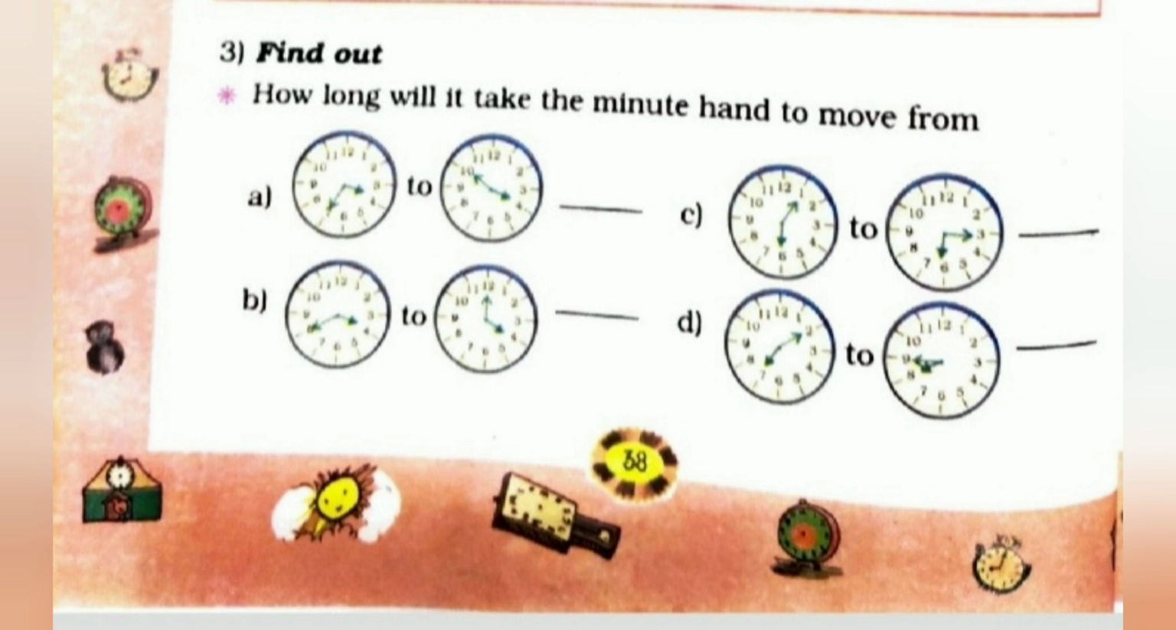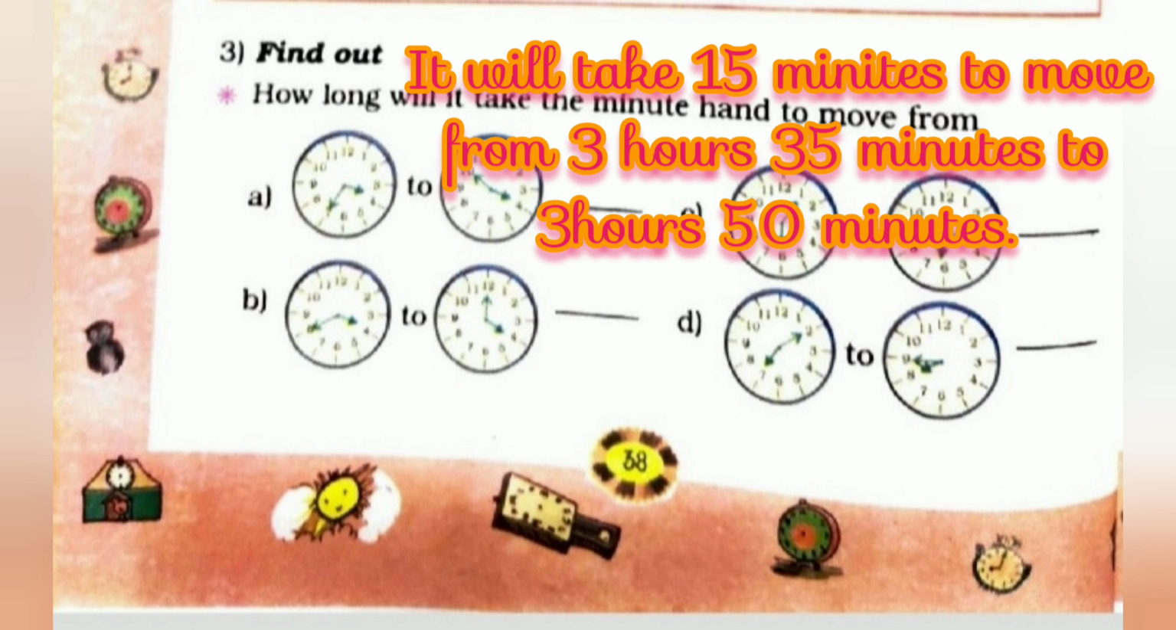it is 3:35 to 3:50. In the first picture, the minute hand is on 7, that means 35 minutes. And in the second picture, the minute hand is on 10, that means 50 minutes. So find out what we will do. We'll subtract: 50 minus 35 is equal to 15 minutes.